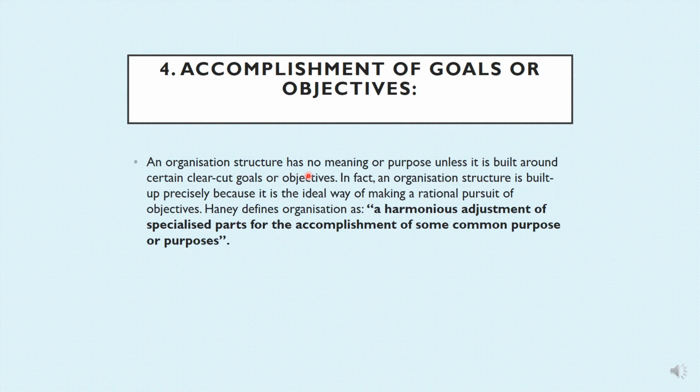So, an organization structure has no meaning or purpose unless it is built around certain clear-cut goals or objectives. In fact, an organization structure is built up precisely because it is the ideal way of making a rational pursuit of objectives. So, a harmonious adjustment of specialized parts for the accomplishment of some common purpose or purposes is also defined as organization in the words of Haney.